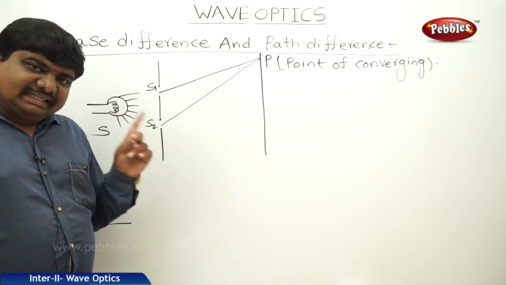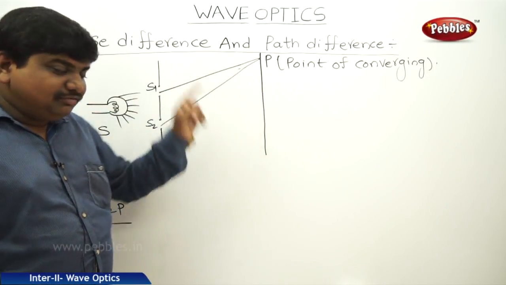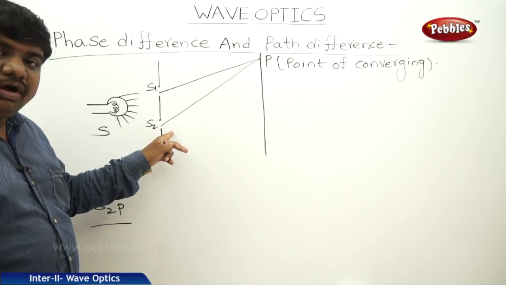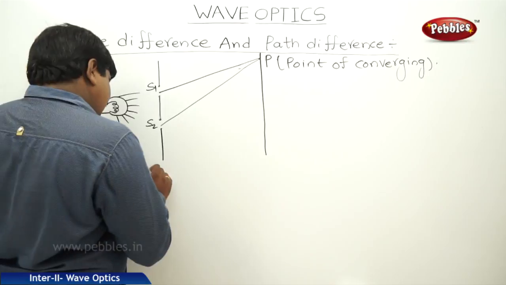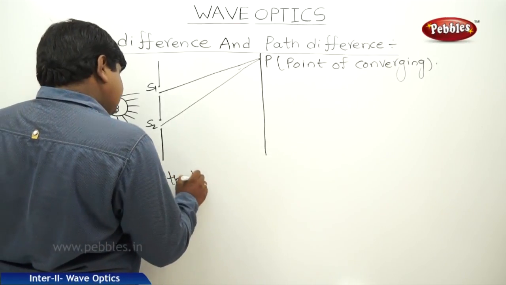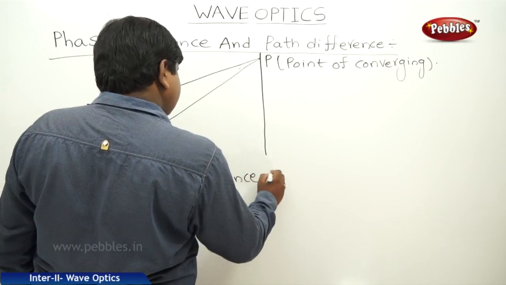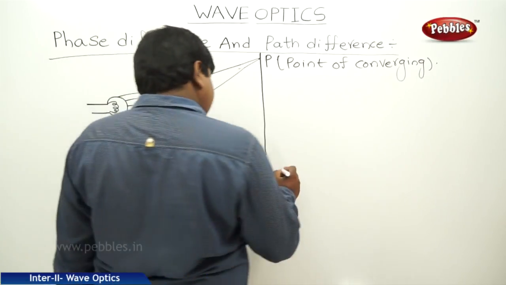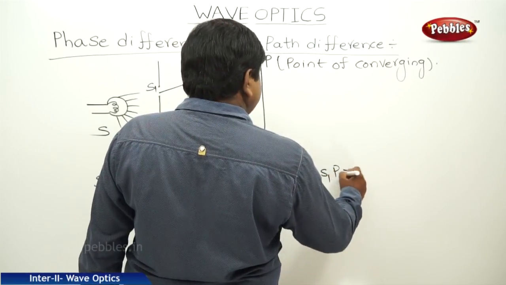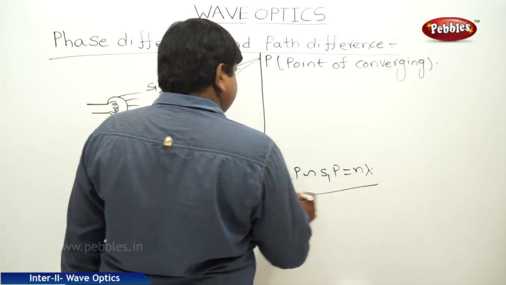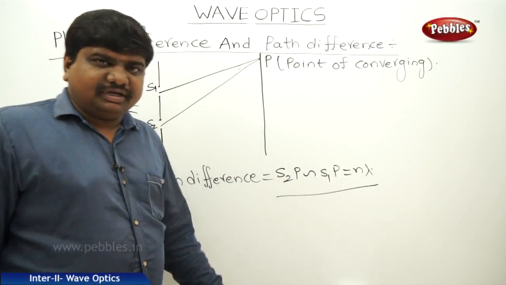The difference in the distance travelled by the light rays to a point P from slits S1 and S2 is called the path difference. Therefore, path difference is equal to S2P minus S1P, that is equal to n lambda, where n is the order number.